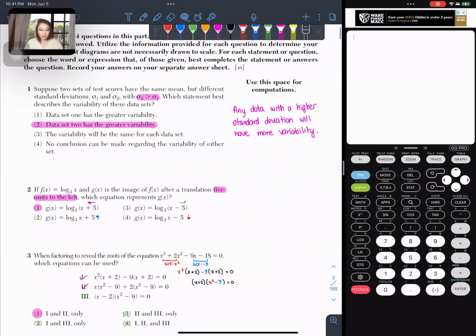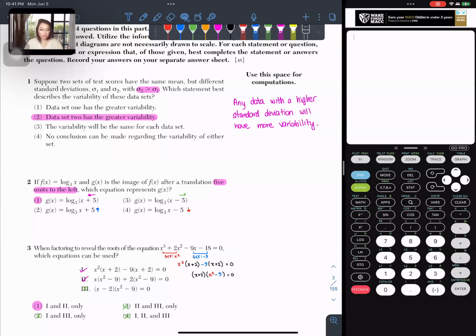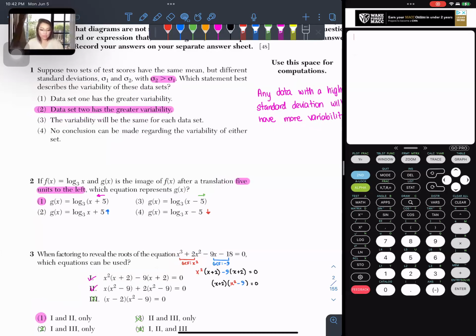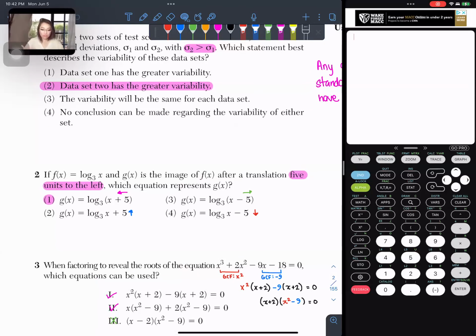Number one, the answer is 2, because a higher standard deviation will have more variability. For number 2, if you're translating 5 units to the left, it means that in the logarithm world, it's a shift of 5 units to the left.